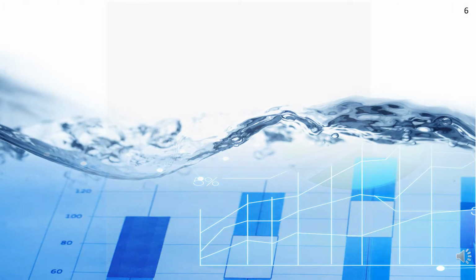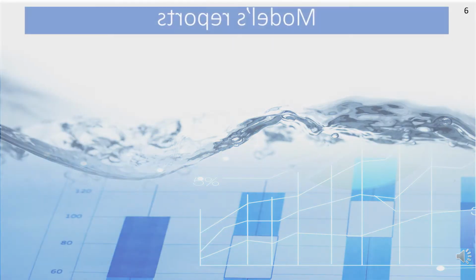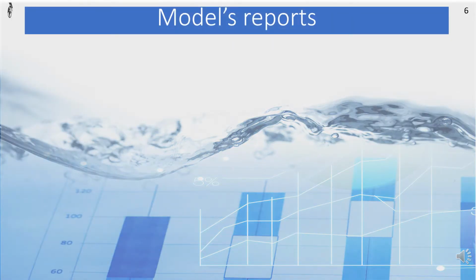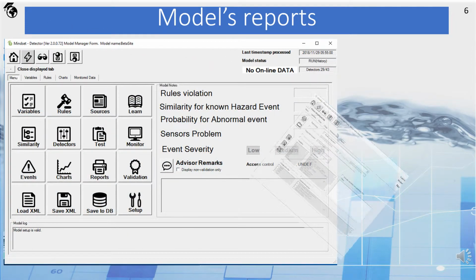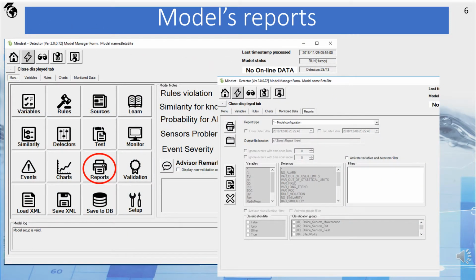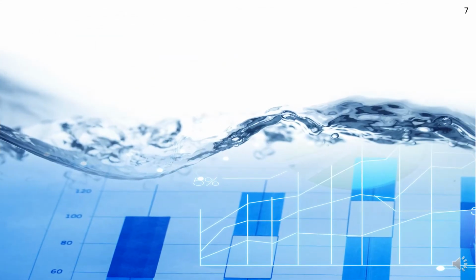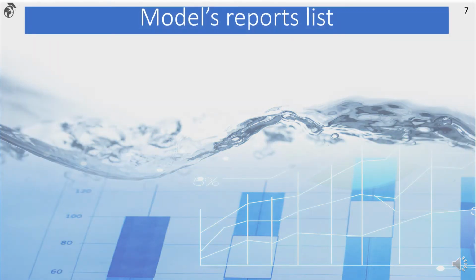In order to activate the model level report, please click on the reports icon in the model panel. Model level reports are more specific, but can only be generated for each model separately. Once you click the report icon, a panel will pop up as shown on the right-hand side of the screen. This is the model level report panel. This is the list of reports that can be generated by the model level report panel.